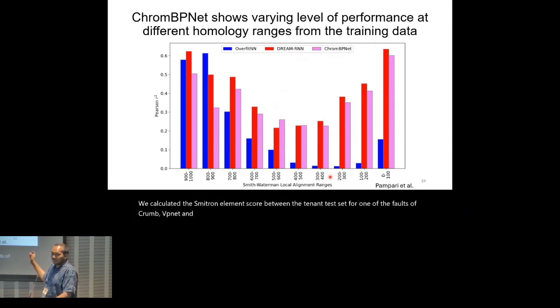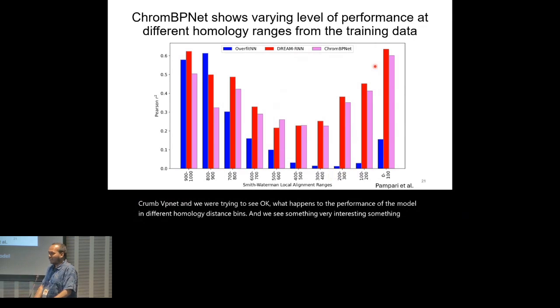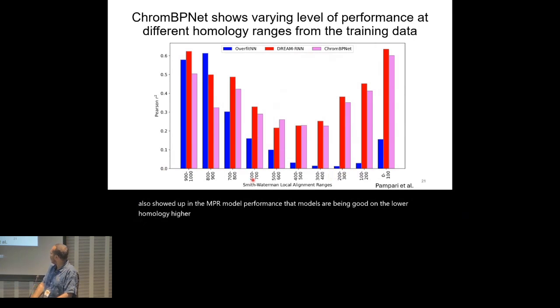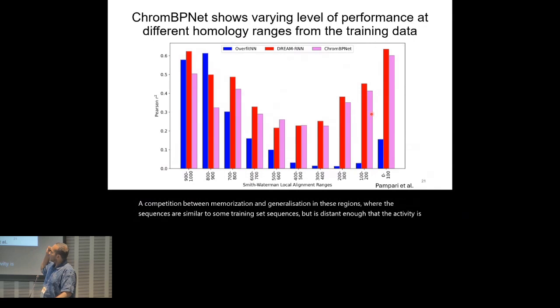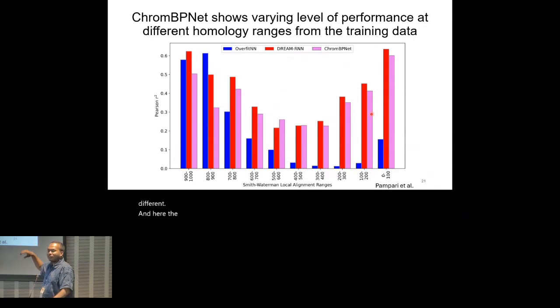We were trying to see what happens to the performance of the model in different homology distance bins. And we see something very interesting, something that also showed up in the MPRA model performance: the models are doing well at the higher homology range, and the lower homology range even. But in between, you see this uncanny valley, showing there might be a competition between memorization and generalization in these regions, where the sequences are similar to some training set sequences, but distant enough that the activity is different. And here, the prediction I'm working with is the bit count head from ChromBPNet.